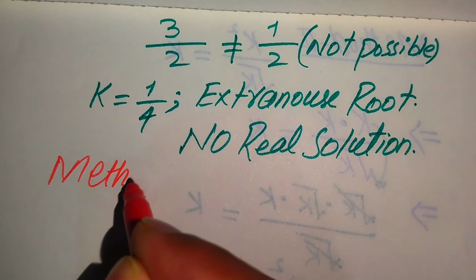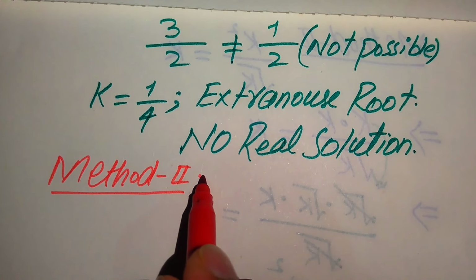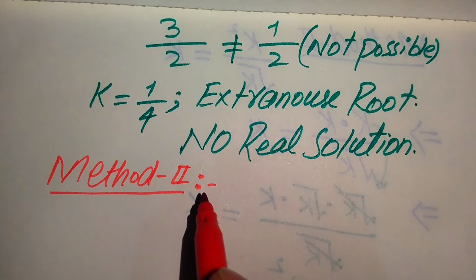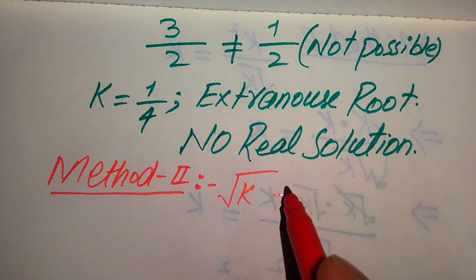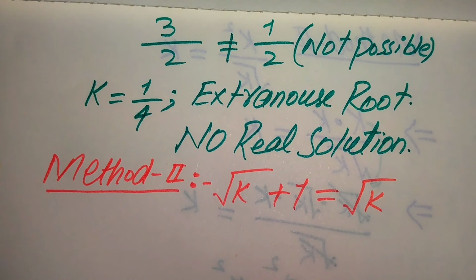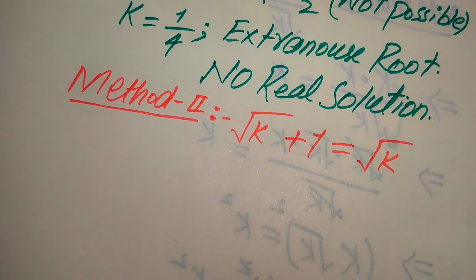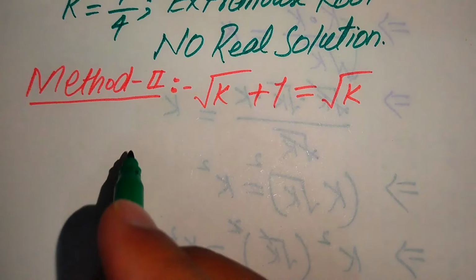So our second method is a very straightforward method. In this method we just quickly get the roots of this equation. So for this we need to copy down the given question statement here. The given question statement is square root of k plus 1 is equal to square root of k. This is our given question statement, and here we just quickly get the roots of this equation.